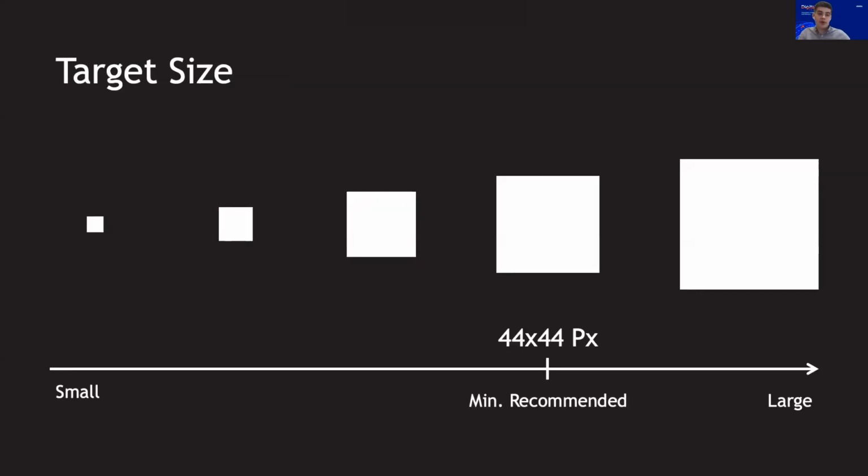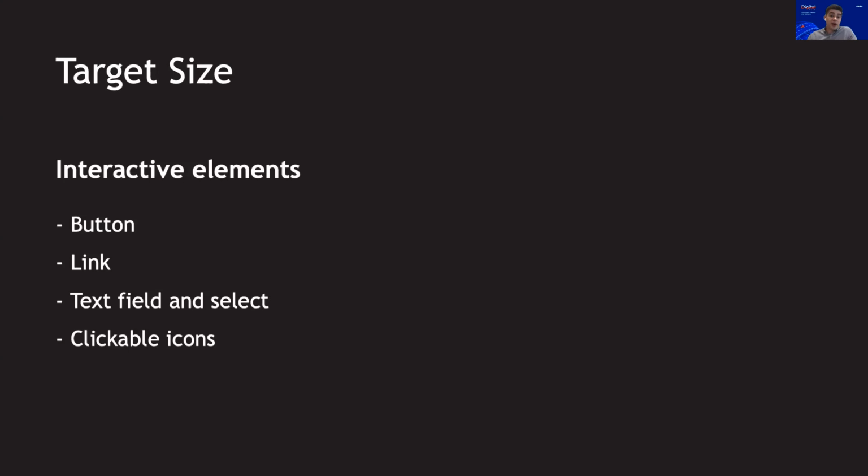So the next important thing. When we talk about interface elements, it's important to understand that the bigger the element is, the easier it is to click on that element, regardless of whether you're using the mouse of your computer or a finger on a touch device, right? The minimum recommended size for interactive elements by WCAG is 44 by 44 CSS pixels. It affects links, buttons, text fields, selects, and clickable icons. So everything you can interact with, click or tap on.